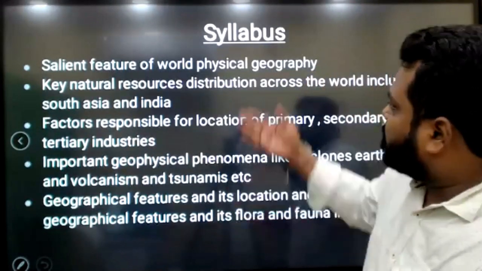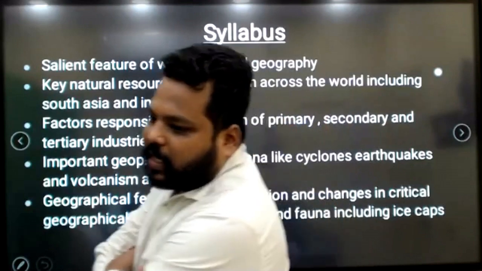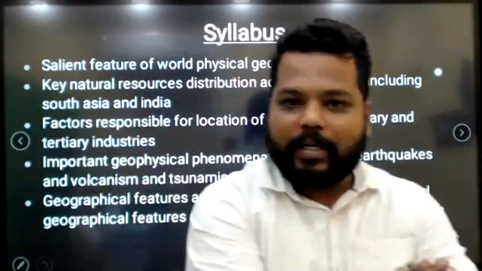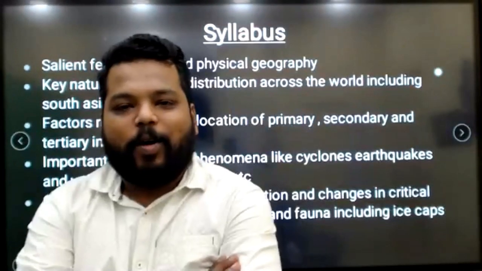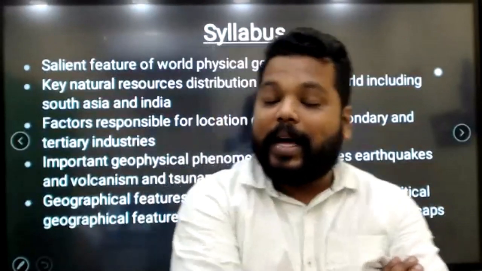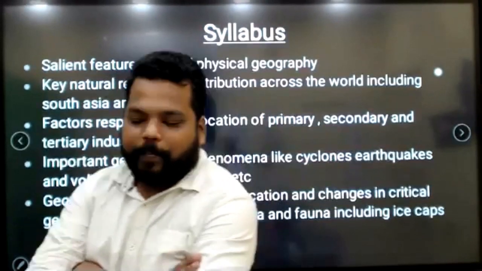Now, first line of the syllabus, see, salient features of world physical geography. Line is appearing very simple, right? It is appearing like there would be some 10 salient features of world physical geography. If we read that, we will understand the entire line of syllabus of salient features of world physical geography.